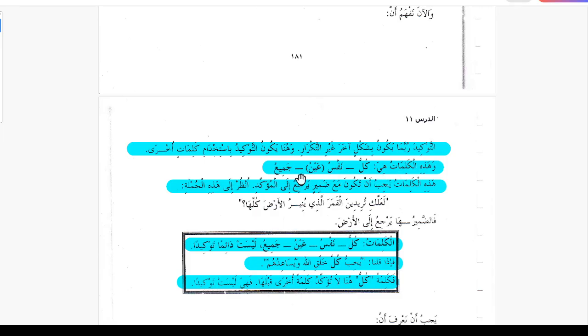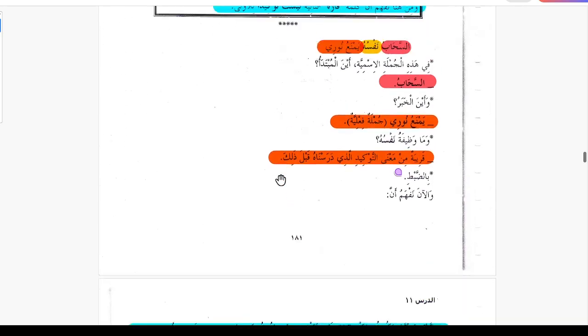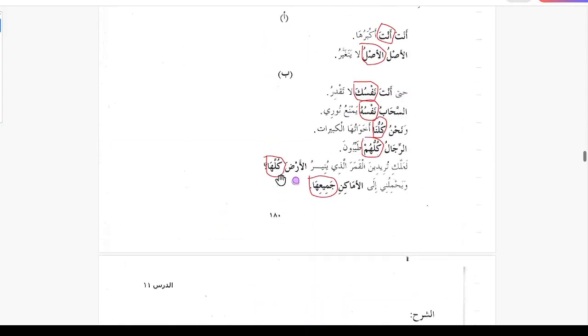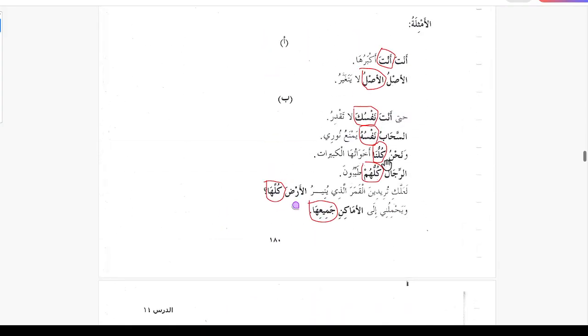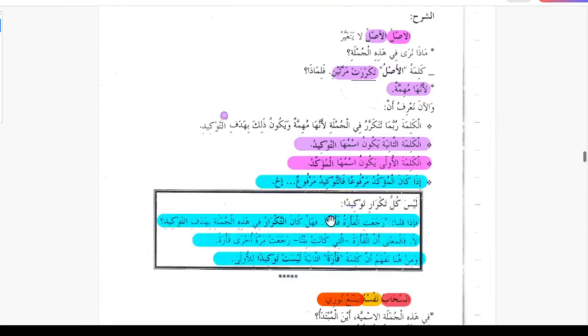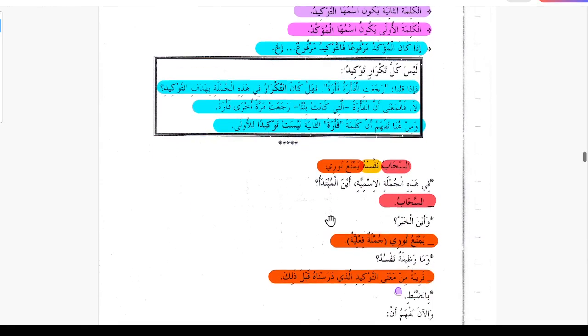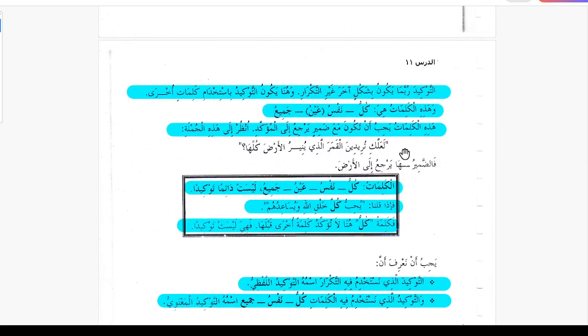Kullu, nafsu, ainu, jamiyu, like we have seen in those examples, they all come as emphasis. These words must have a pronoun that returns to the muakkad.